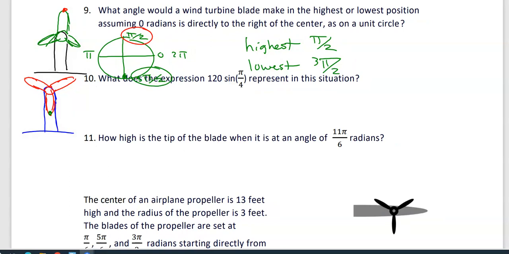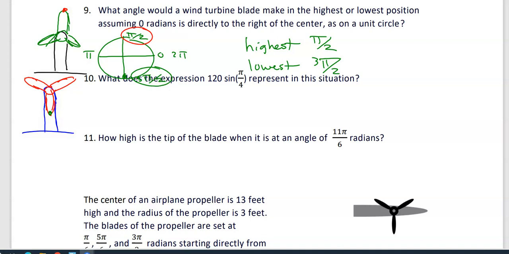So what does the 120 sine of pi over 4 represent? Basically, it's the vertical distance between the center of the wind turbine, which again is about that 200 feet, and the tip of the blade when the angle is pi over 4. So it's where the pivot is, about 200 feet above, and the distance from there to the tip of the blade at an angle of pi over 4.